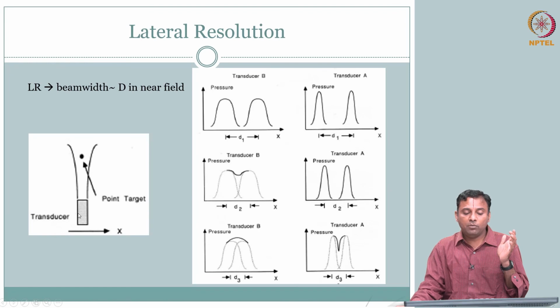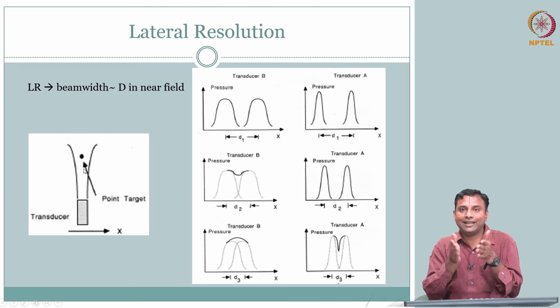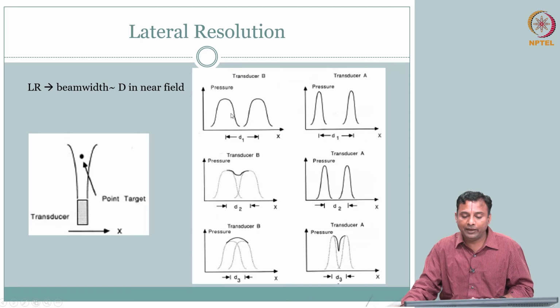So the idea about this beam width: you have pressure, and this is in the lateral direction, the x direction. If I have two transducers, notice here the right one is able to resolve better because its beam spread is less. So beam width is an important parameter. When you come close together, this starts to blend in. Here you completely lose resolution in the lateral direction, whereas in transducer A, which has less spread, the beam width is less.